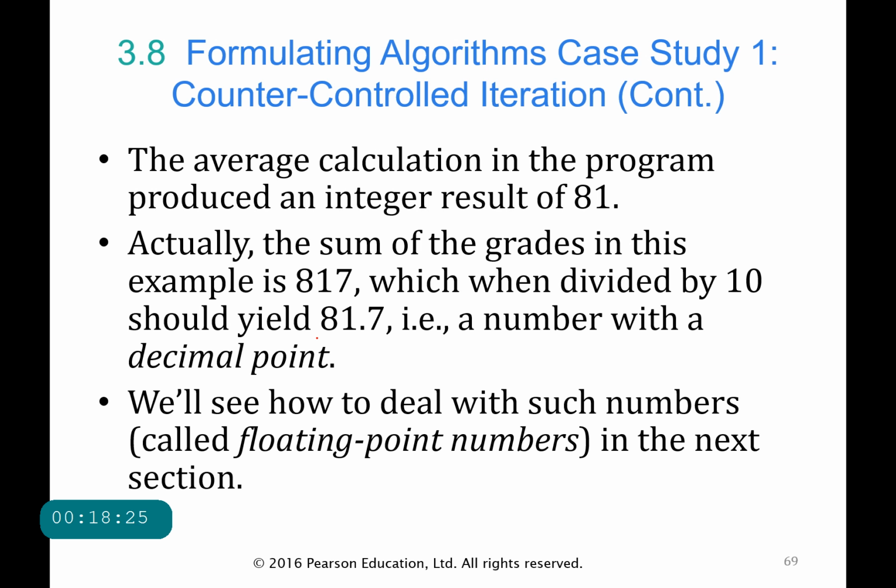And then we said that yes, the actual average is 81.7, and in order to be able to display floating point values, we will need to use floating point types of variables.